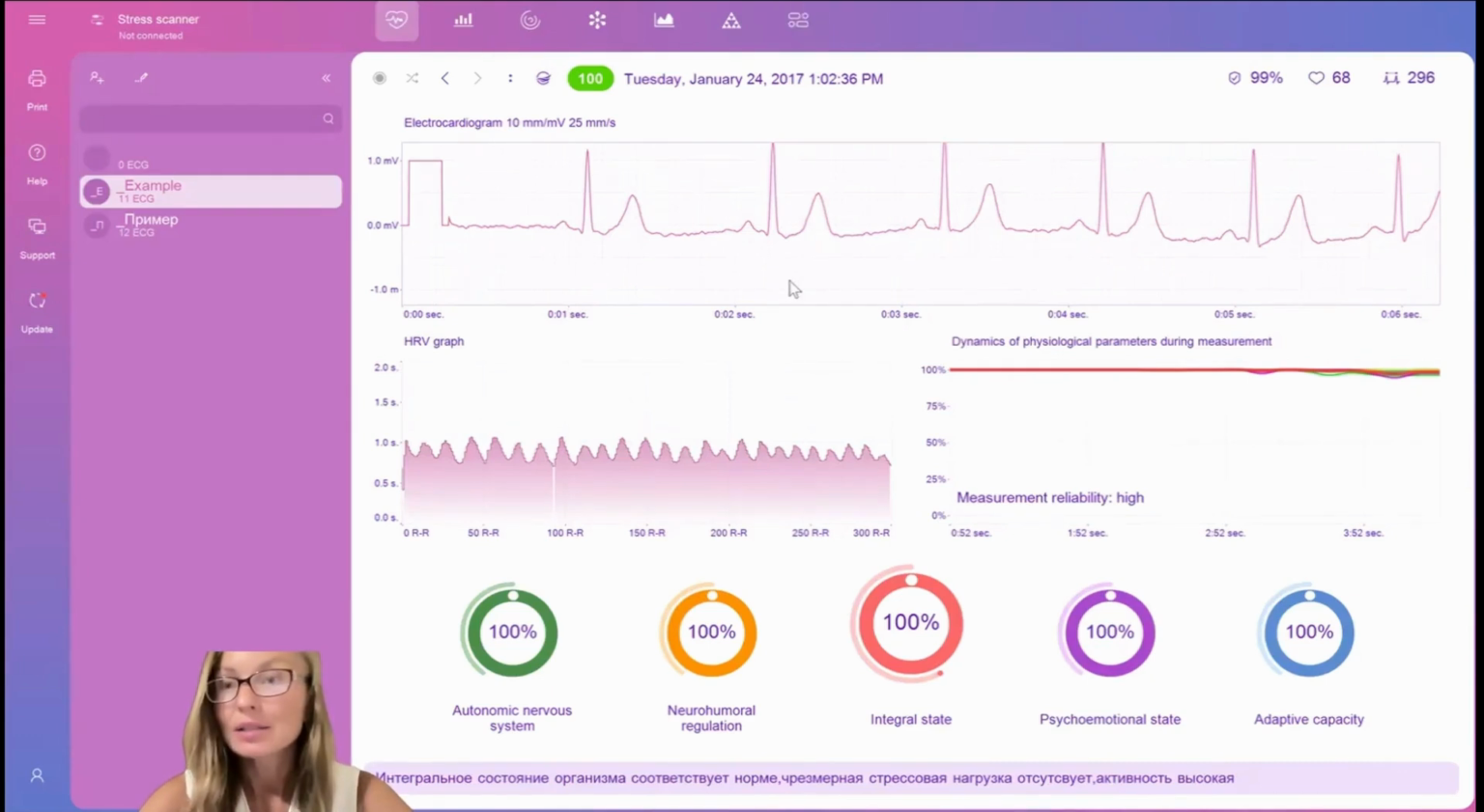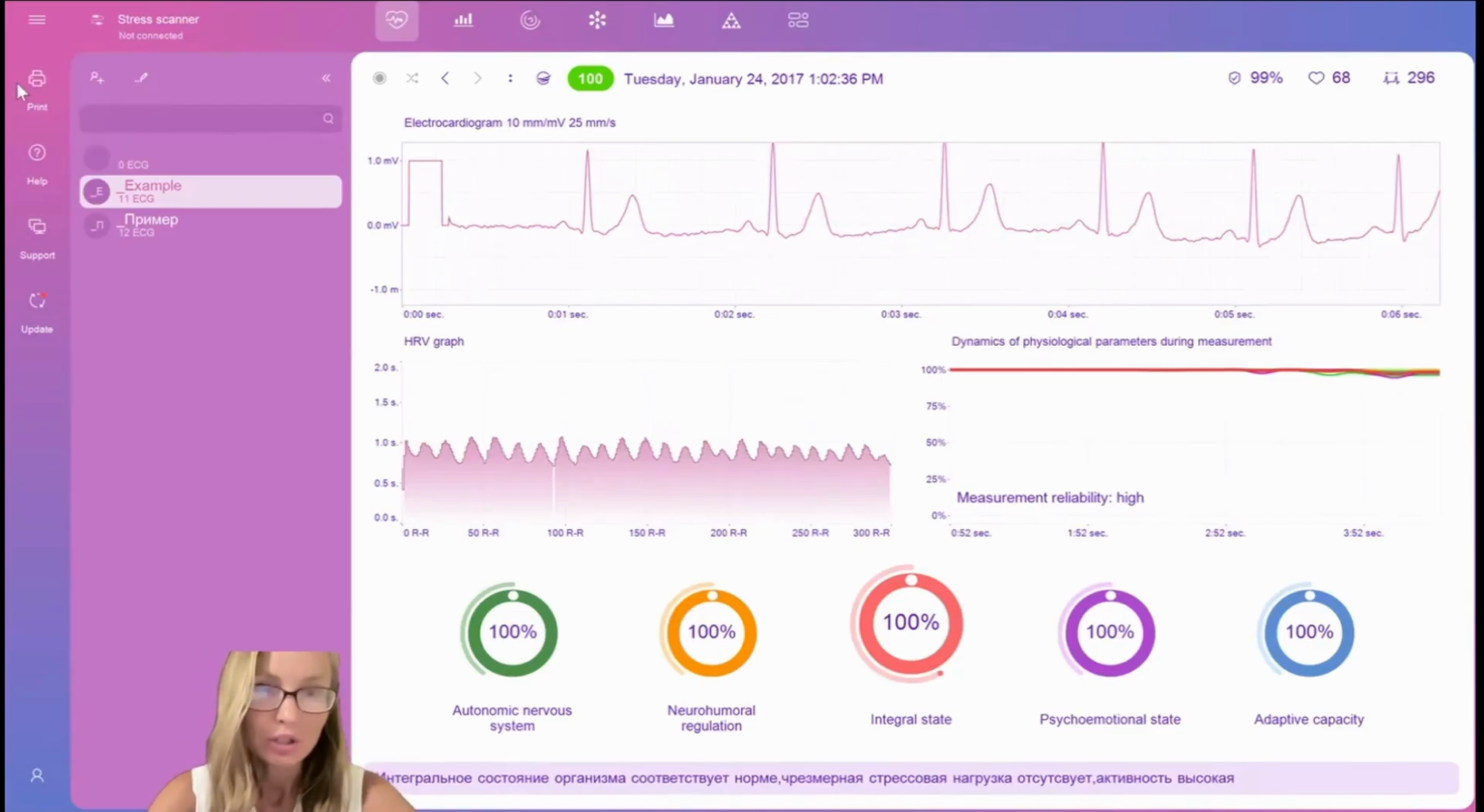What indicators do we see in the LQ1 stress scanner? The first indicator is integral, the general state of the nervous system. It consists of indicators from 4 systems: the autonomic nervous system, neurohumoral regulation, psycho-emotional state, or the impact of stress from an emotional perspective, and adaptive capacity.